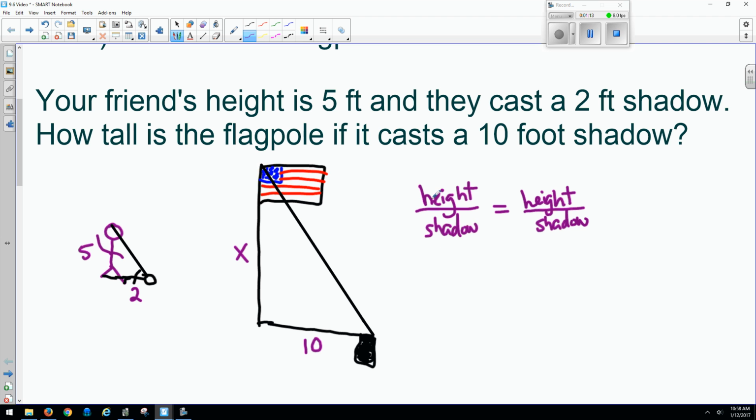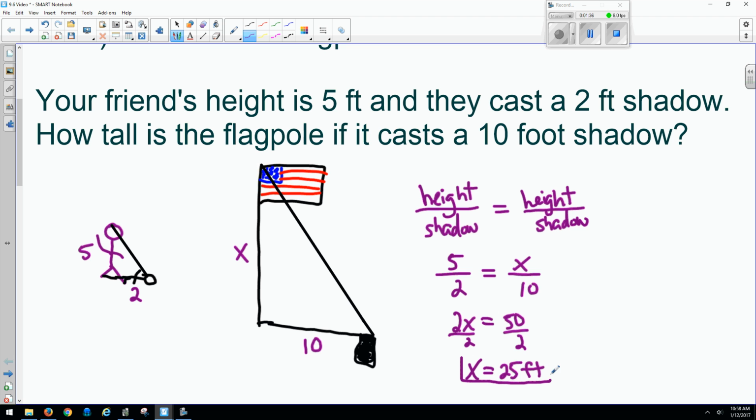And so we're just going to substitute in the values. We would have 5 over 2 is equal to x over 10, and then we're just going to cross multiply. So we have 2 times x is equal to 5 times 10. Solve for x. So x in this case is 25 feet. So the flagpole would be 25 feet tall.